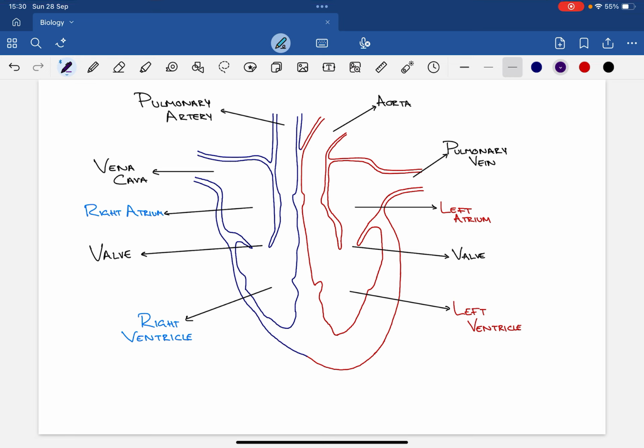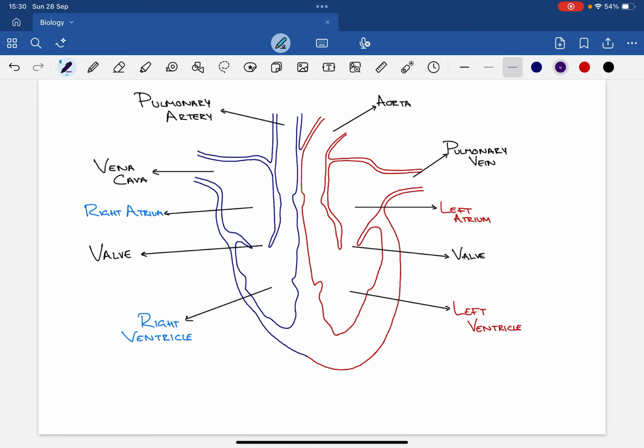First, you need to know that the heart consists of 4 chambers. The top 2 chambers are your atria and the bottom 2 chambers are your ventricles. The red side of the heart carries oxygenated blood, and that is your left side. The blue part carries deoxygenated blood, and that is your right side. Obviously the heart isn't actually red and blue, but I'm trying to showcase that the red carries oxygen and the blue does not.